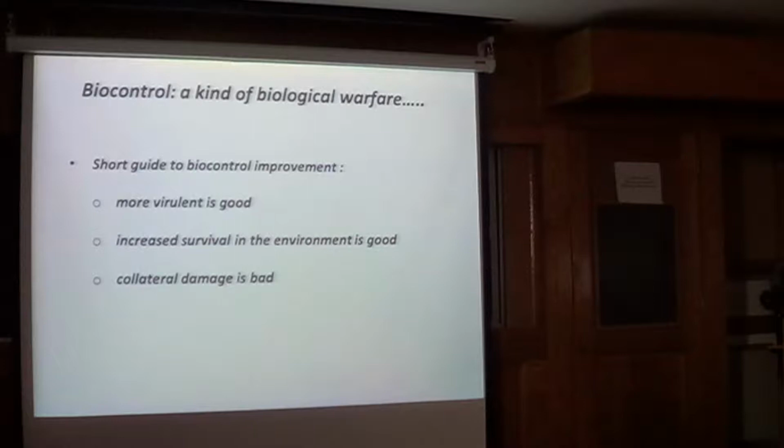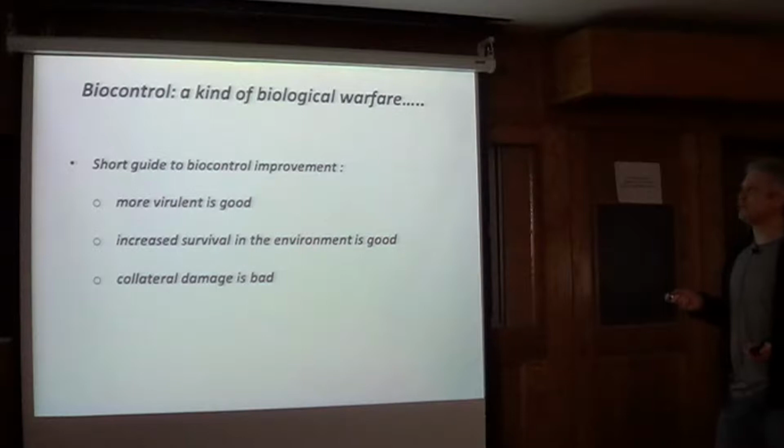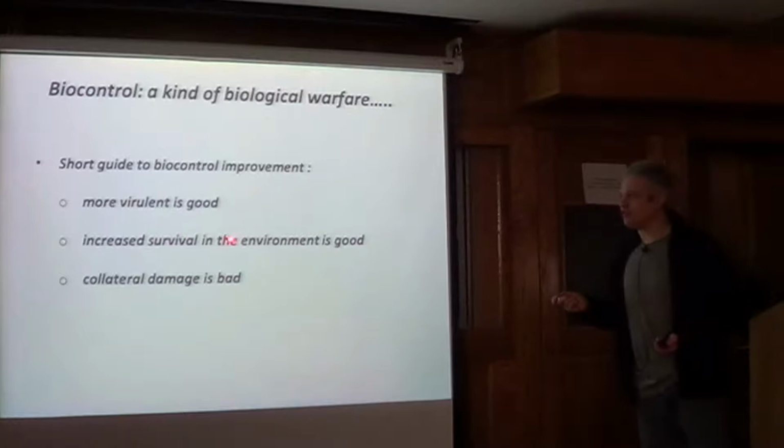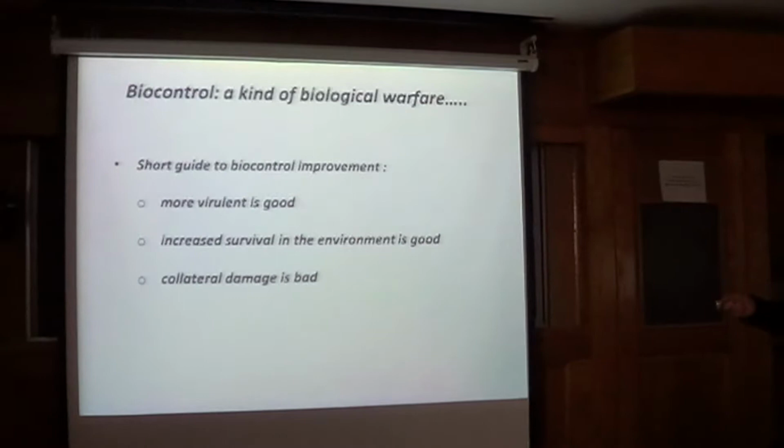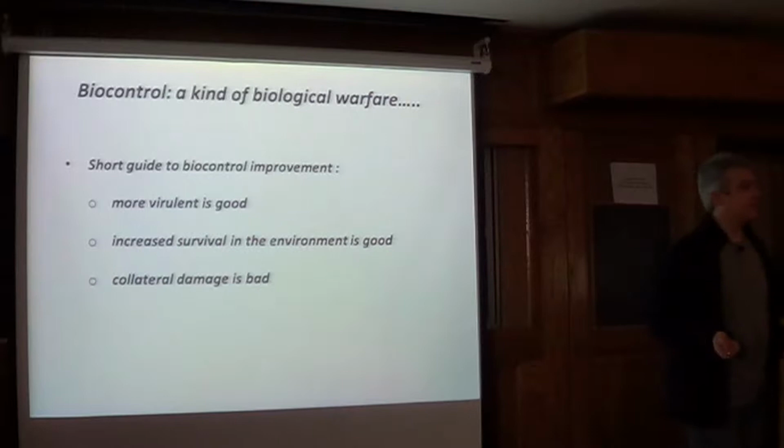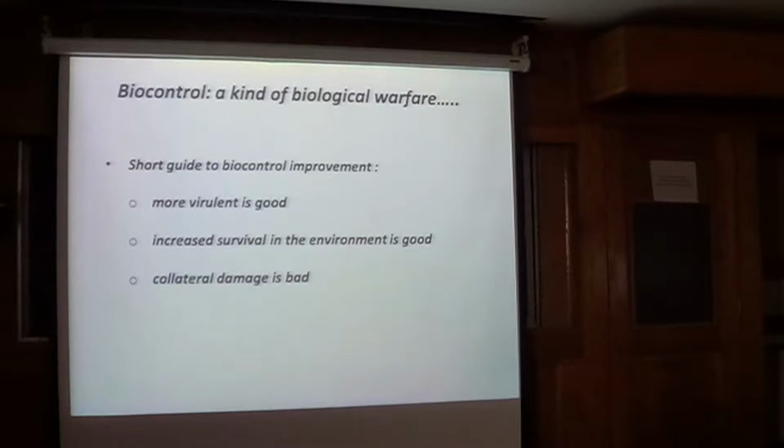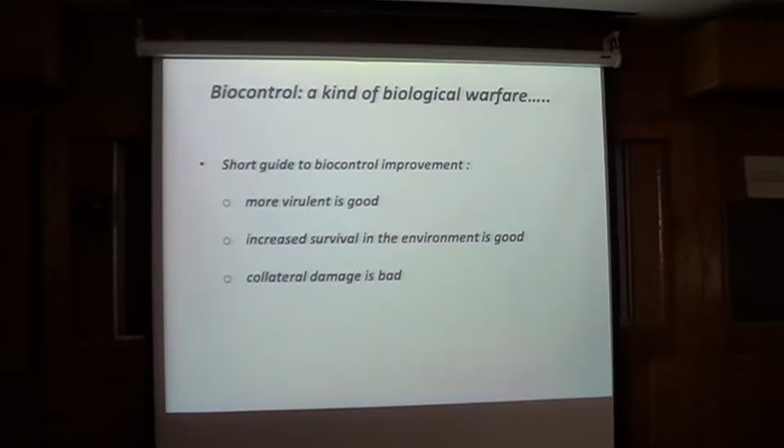So these are just three quotes, I would say, about biocontrol. Generally speaking, we want something that is more virulent to control our pests better. We would like our biocontrol agent to be more resilient in the environment and to avoid collateral damage, so to not kill what we do not intend to kill, and also not to kill who uses this biocontrol agent, like the farmer. Some biocontrol agents may produce toxins, for example.